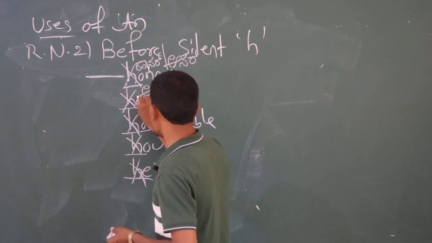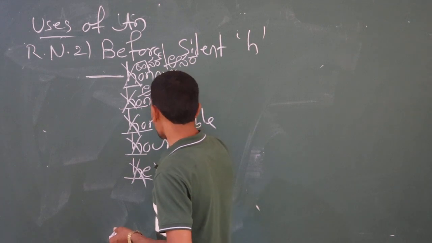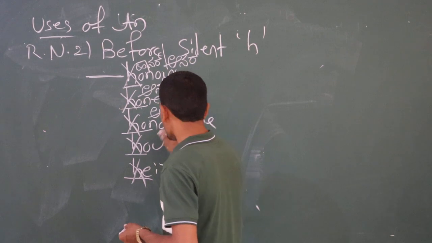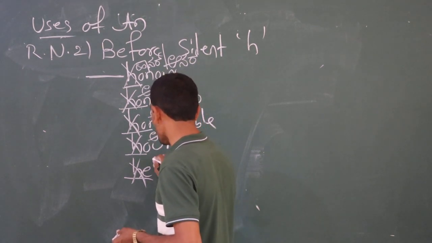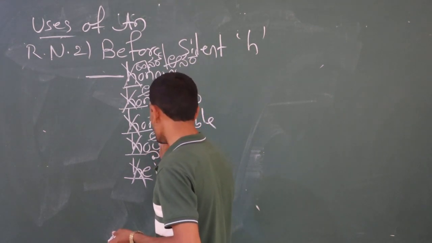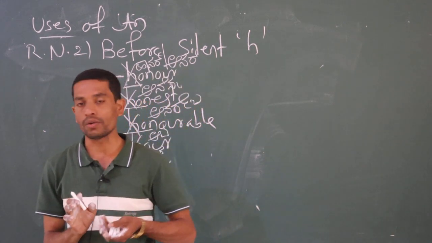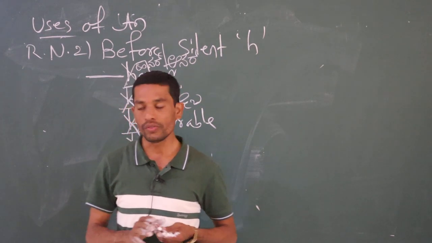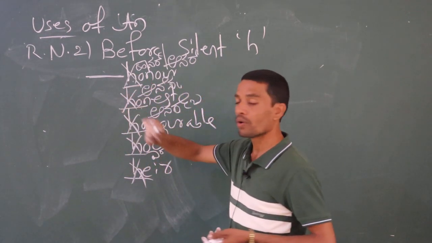Here also honest, honest. Here also honorable, honorable. Here also hour, hour. Here also air, air. See here, these words look like they start with a consonant, but are pronounced with a vowel sound. That's why we have to use an article.